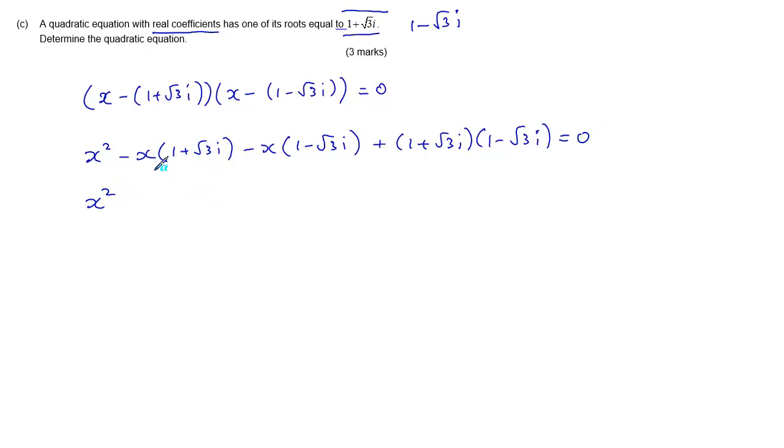So if we look at this, x times plus root 3i and x times minus root 3i are going to cancel. And so we get minus x, so that's minus 2x. And then if we expand this, we're going to get 1, and then here we'll get minus i squared times 3. So that's going to end up being 1 plus 3, which is 4.